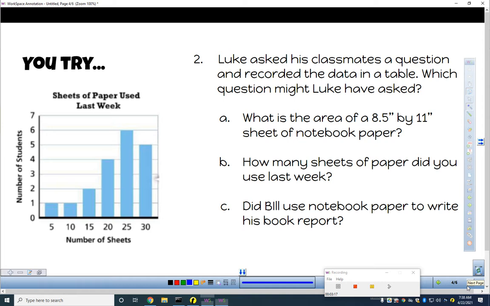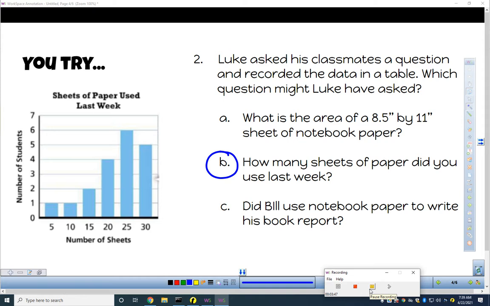Another example that I'd like you to pause and try. So Luke asked his classmates a question and recorded the data in a table. Which question might Luke have asked? A, what is the area of an 8.5-inch by 11-inch sheet of notebook paper? B, how many sheets of paper did you use last week? Or C, did Bill use notebook paper to write his book report?